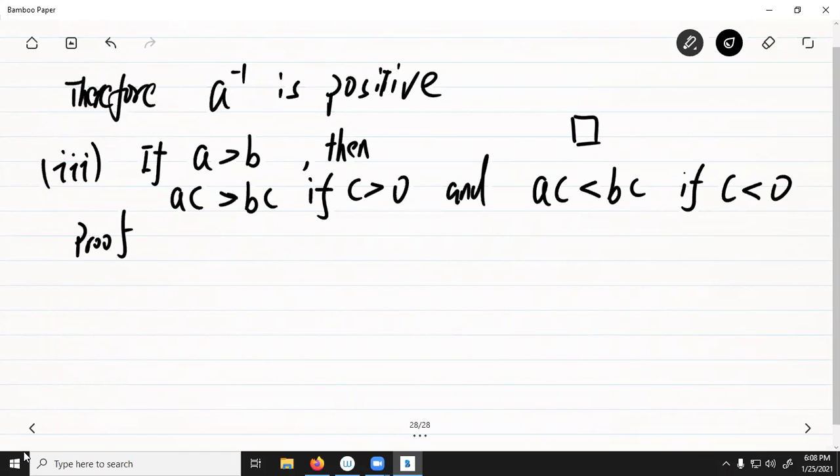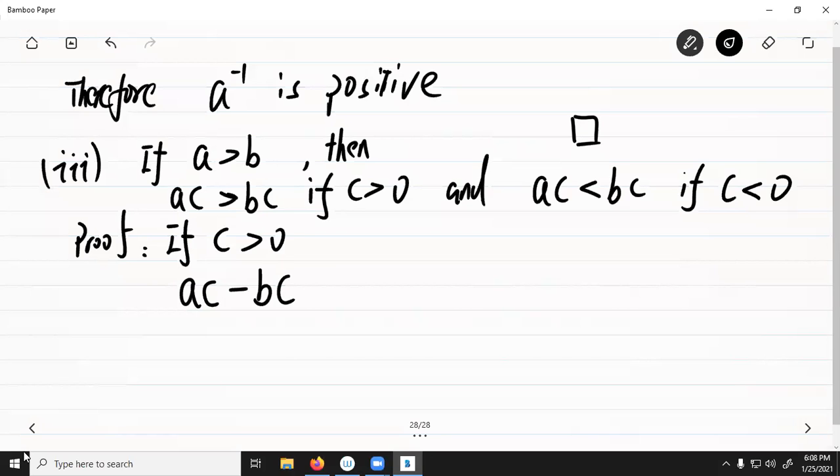So for the first case, let's suppose C is greater than 0. Then let's look at AC. We want to prove AC is greater than BC. So what does AC greater than BC mean? That means AC minus BC is greater than 0, right? It's positive. So let's look at AC minus BC.